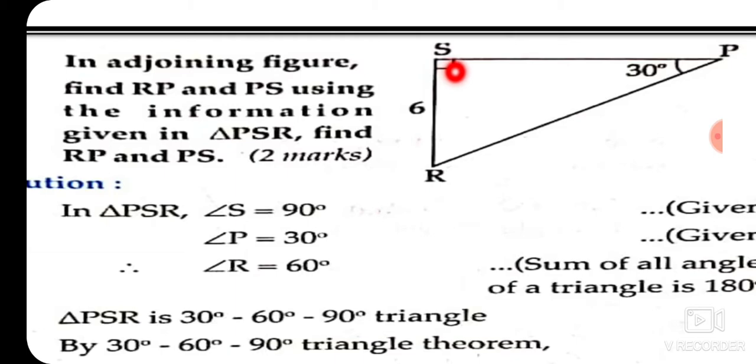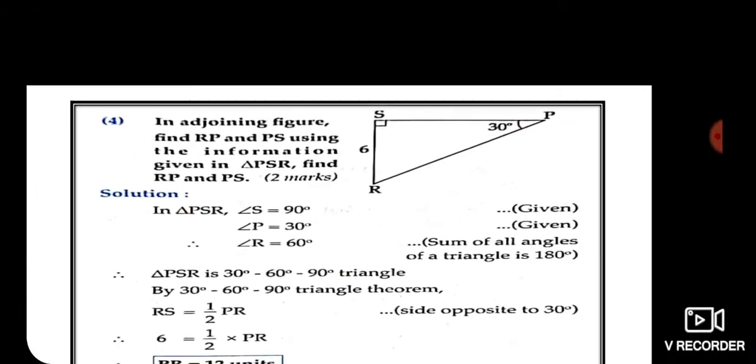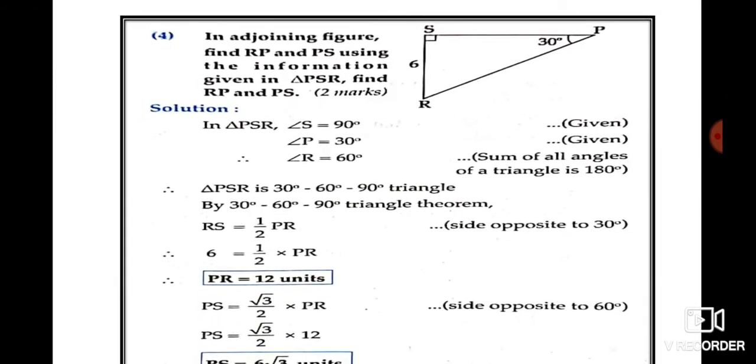We have to find the value of RP and we have to find PS. Now if you look at this diagram or figure, you can see that one angle is 90 degrees, the other is 30. Obviously the remaining angle is 60 degrees. The moment you see something like this, you should remember the 30-60-90 triangle. Okay, so let us go to the solution.